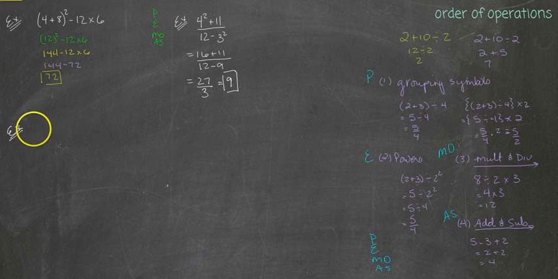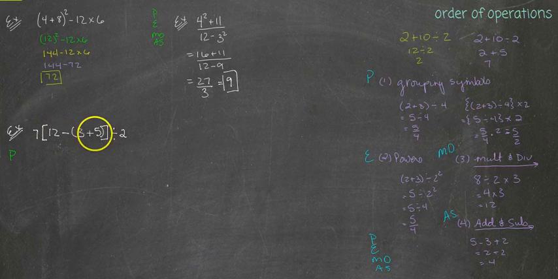Let's do 7 times 12 minus 3 plus 5 divided by 2. Okay, so we want to do PEMDAS, right? We want to start with parentheses. So I have a double set of parentheses. I'm going to deal with the inside set first. So when I deal with that, I get 5 plus 3 is 8. And then I'm just going to bring everything else straight down, exactly the way it was.